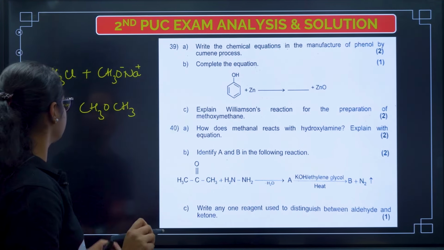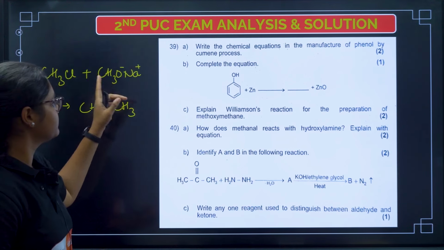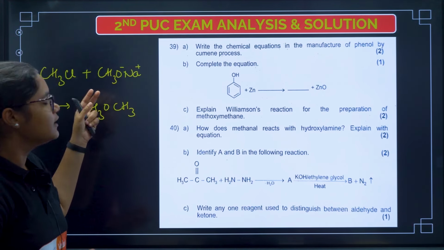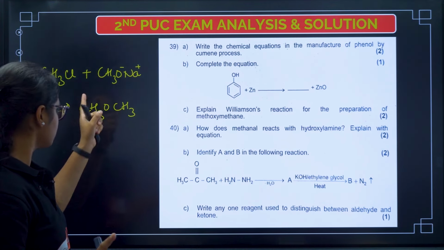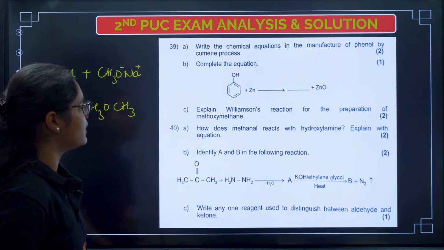What should be the statement for this? Methyl chloride reacts with sodium methoxide to give you methoxymethane. This statement has to be written, carries 1 mark. This reaction carries 1 mark. We'll get 2 marks here.